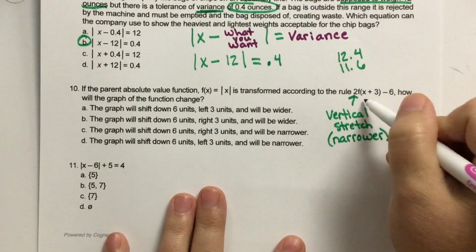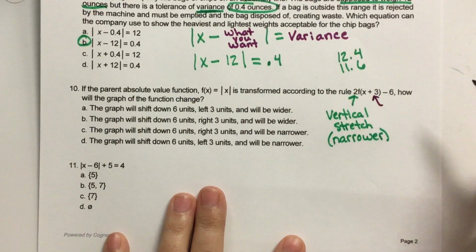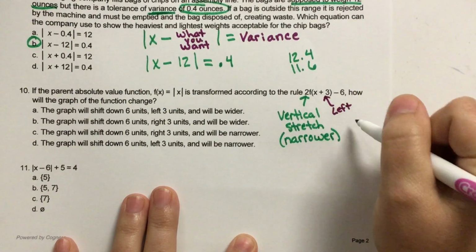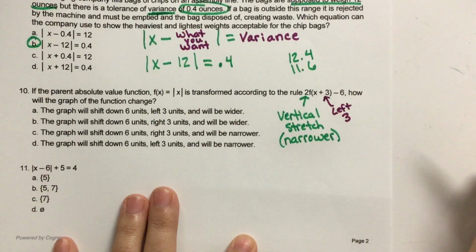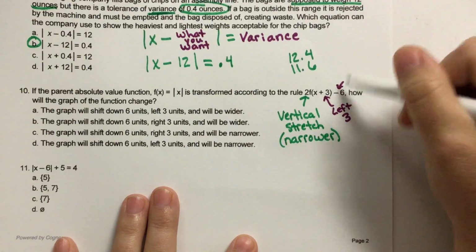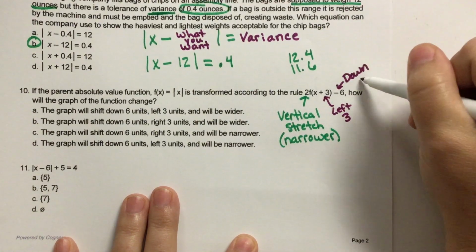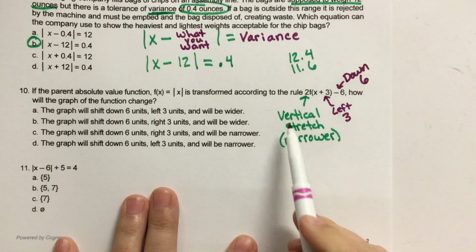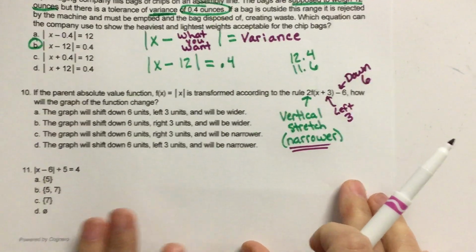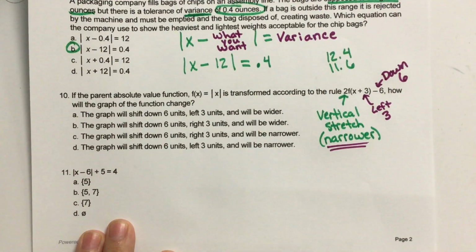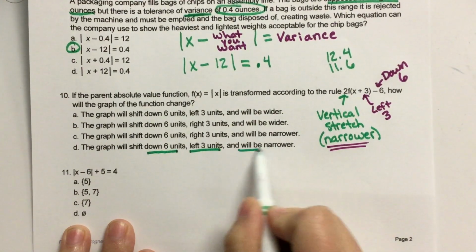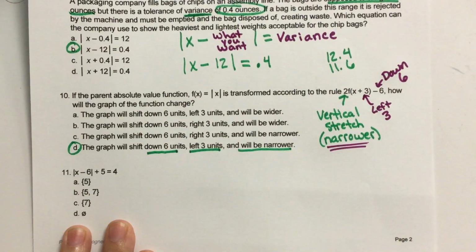If it's inside the parentheses, it's left or right, but remember it's opposite of what your natural thought would be. So a plus inside is going to make the graph go left. So it's going to go left 3. And the number in the back makes the graph go up or down, but it does what you think. And so a minus 6 would make the graph go down 6. So I'm looking for a vertical stretch, narrower, left 3, down 6. And do you see it? Right here. Down 6, left 3, narrower. We have the correct answer, folks.